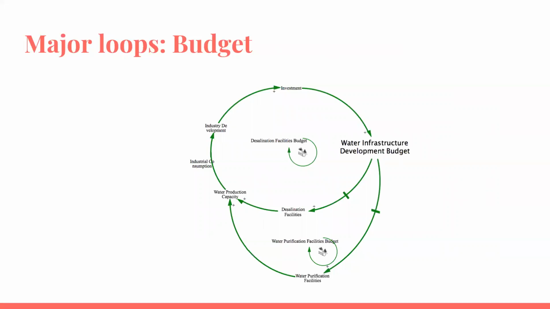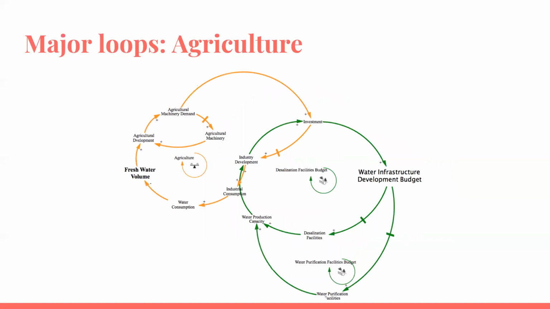The first one is budget. In this loop, you can see how the budget is provided for the project by the development in industry. It is going to bring more investment in the area, and part of this investment will go to water infrastructure and related projects. As a result, industry will develop, and this investment will be more, and the loop goes on.